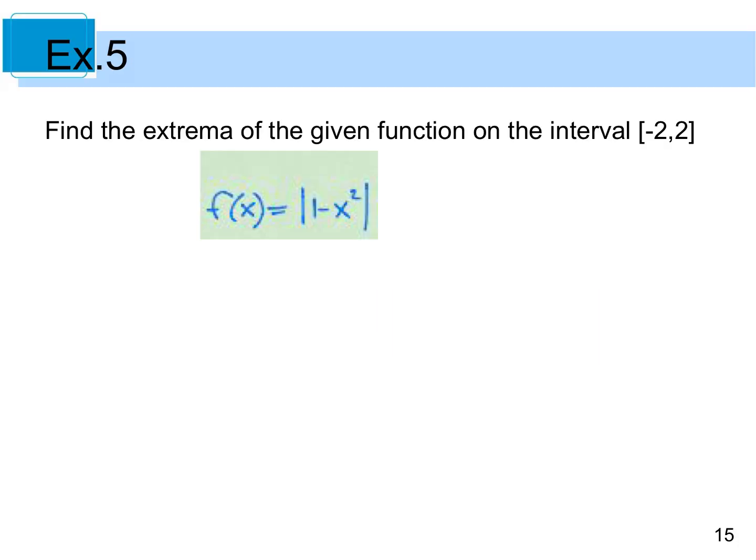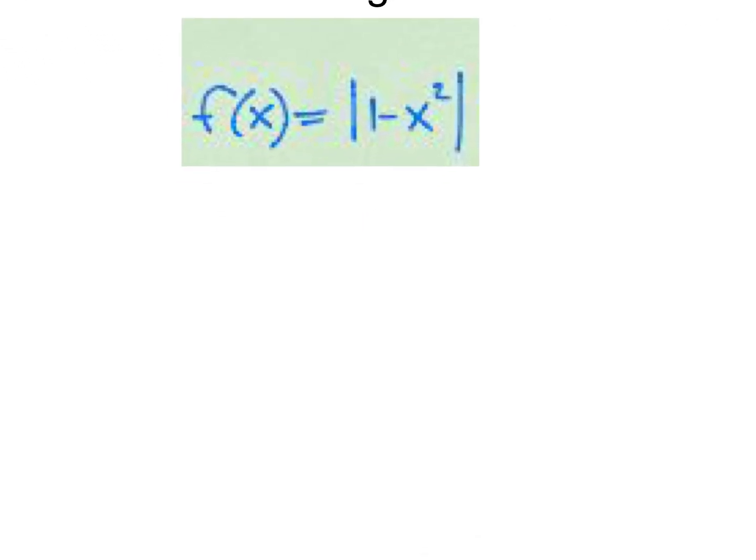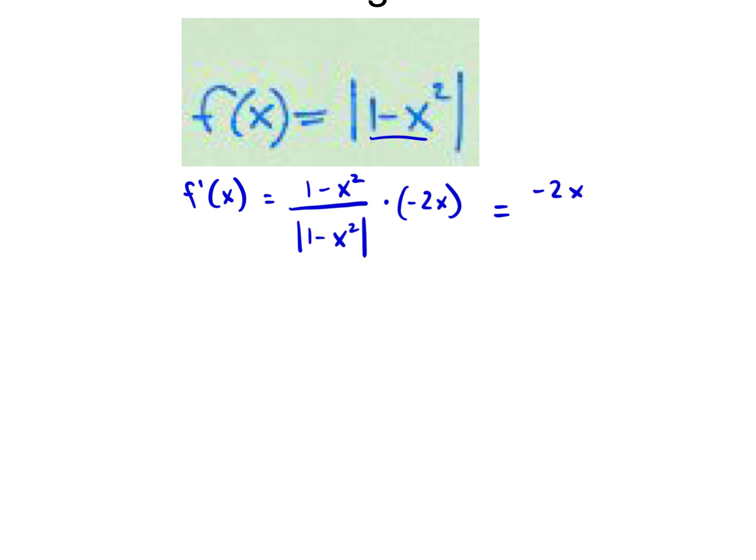So we're going to find the extrema of the given function on the interval from -2 to 2. First we want to find our derivative. We take the inside, that goes up top, 1 minus x squared, over the absolute value of 1 minus x squared, times the derivative of the inside. What's the derivative of 1 minus x squared? -2x, awesome. So this would be -2x times 1 minus x squared over the absolute value of 1 minus x squared.